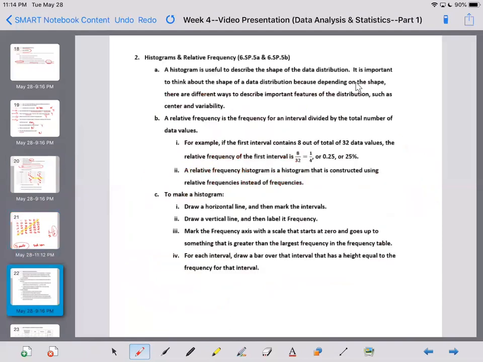Then we can look at histograms and relative frequency. A histogram's a little different than your bar graph. It does describe the distribution, and it will show center and variability. We can look at a relative frequency histogram using the relative frequencies, and we'll create that chart in just a moment. But to make a histogram, here's kind of your idea process.